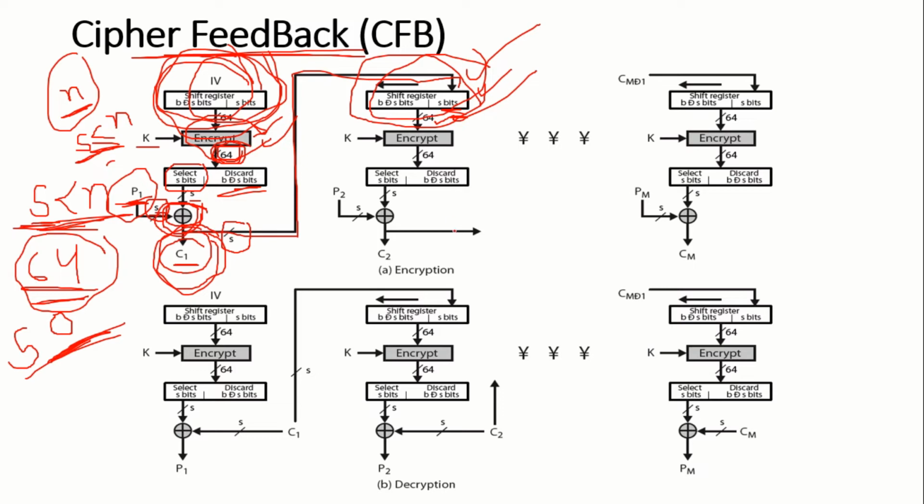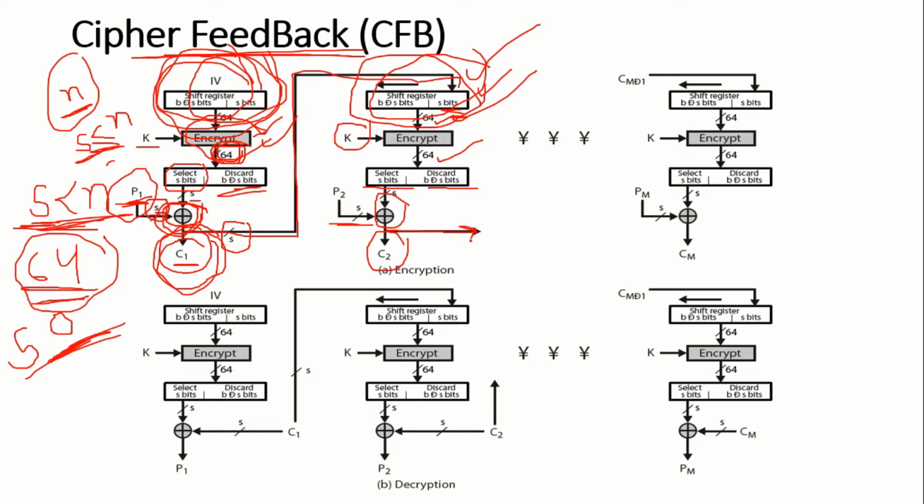So again, the process will be repeated. We will be encrypting those bits using the key K, and as a result, we'll be getting the 64-bit data, and we will be selecting s bits out of it and discarding the b minus s bits. The result will be XORed with the P2 now, because we are in the second step. So the second block of the plain text we will XOR with the result. As a result, we'll be getting the second block of the ciphertext, and this second block will be fed into the third step.